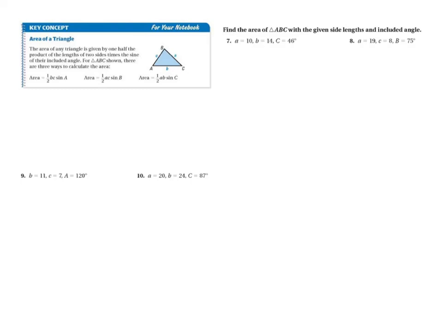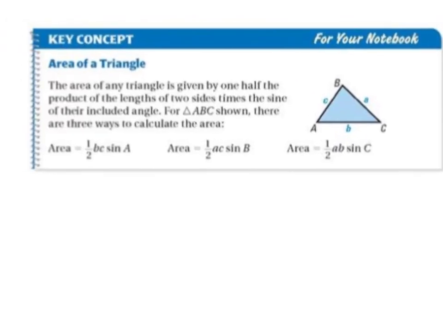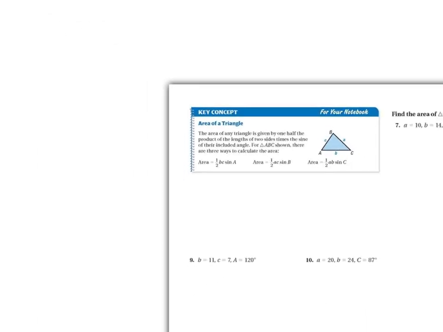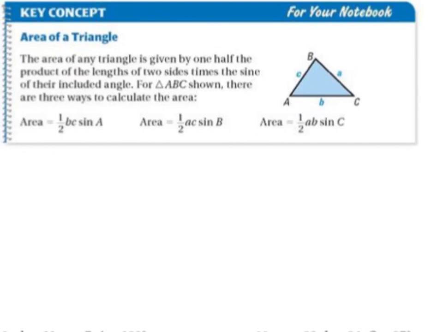Okay, so area of a triangle. Make sure we copy these down. See how it's the side lengths and then the one other angle? So it's sides BC, angle of A. And then it's AC, angle B, and then AB, angle C. That can be used for any of these, and it's 1/2 those, okay? So let's take a look at some examples here.